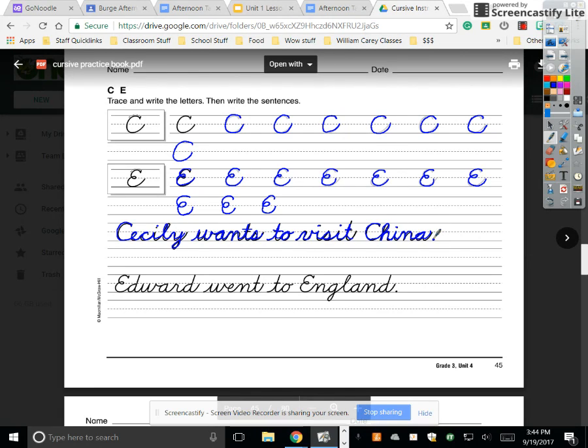China. Alright. That's it for these two pages. I'm going to take a little break because my phone is ringing.